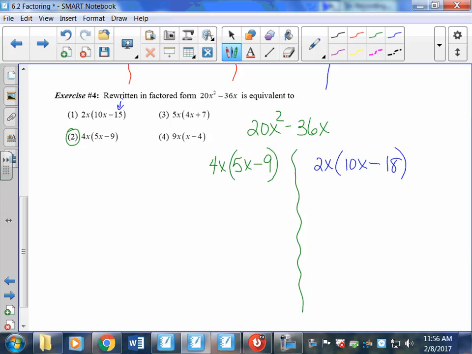But hopefully you realize here that I still have a 10 and 18, which still has a common factor of 2. So you can say this is 2x, take out a 2 again, and get 5x minus 9. And then just multiply these together to get your 4x times 5x minus 9. So you can do this in 2 steps if you need to, but you need to recognize that you're taking out the greatest common factor, not just any common factor. All right, so although 2 is a factor, it's not the greatest common factor. Okay, so hopefully you understand that one before we move on to exercise number 5.